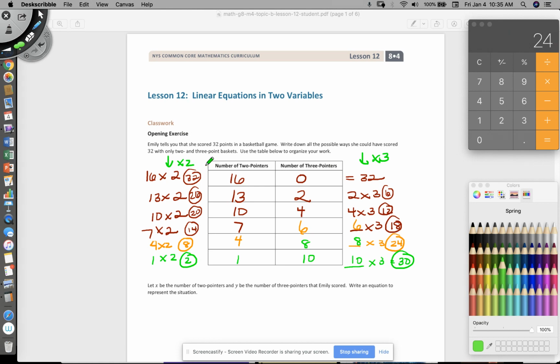All right, so now it says let X be the number of 2-pointers and Y be the number of 3-pointers that Emily scored. Write an equation to represent this. So how many times did I multiply the X by? 2. So that's 2X. And then I added it. If you remember, we went down here and we added all these to get to that number of 32, right? So I'm going to add that to what I did to my Y column. Well, what did I multiply my Y column by each time? I multiplied it by 3, so that's 3Y, to give us the grand total of that 32. And there's my equation.